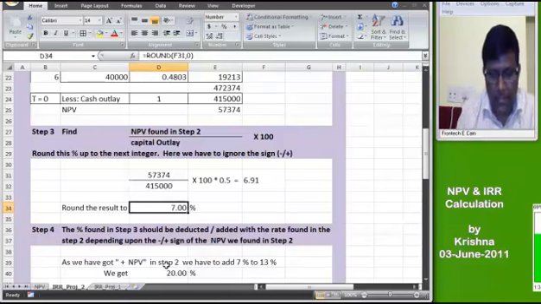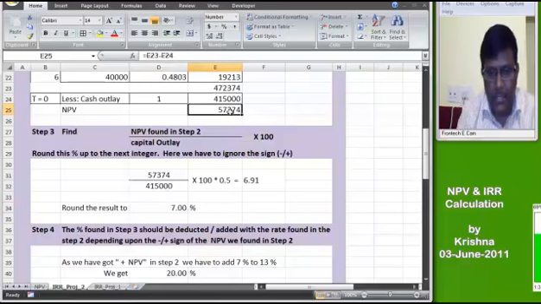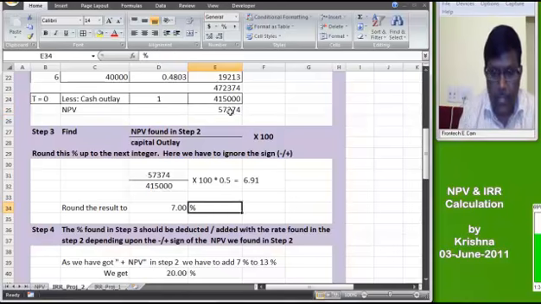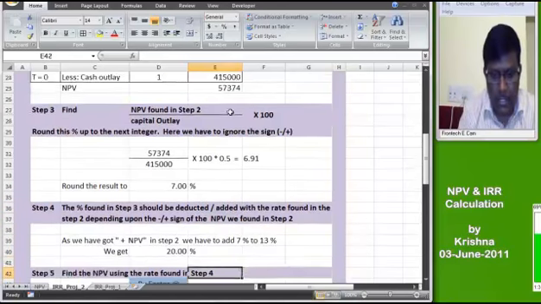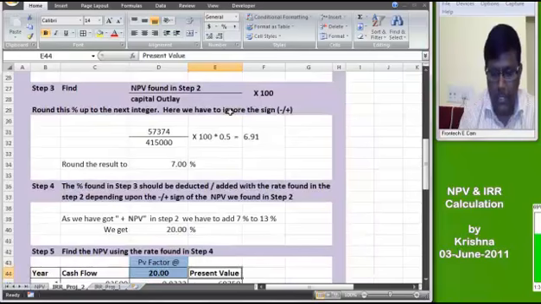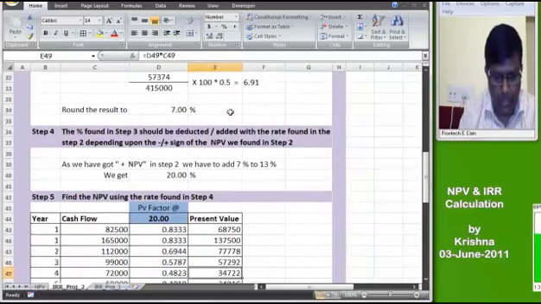To decide whether to add or deduct, we have to look at the NPV of the second step. If the NPV of the second step is positive, we have to add. If it is negative, we have to deduct. Now it is a positive NPV, so we are going to add: 13 plus 7% equals 20%. We arrive at this in the fourth step.